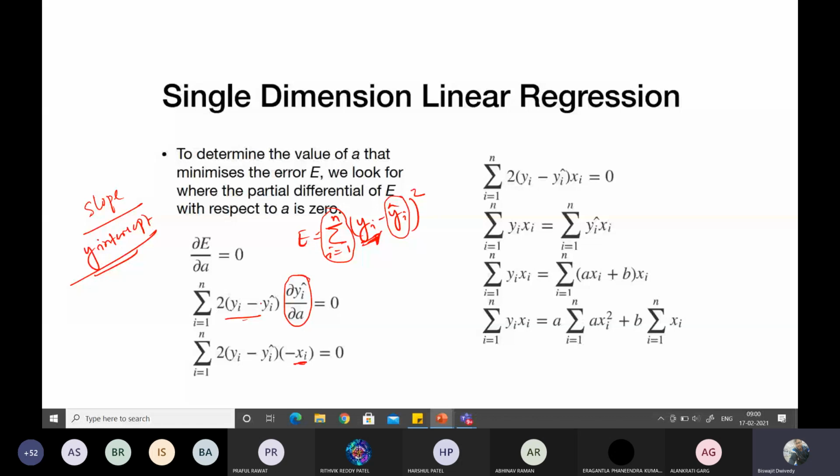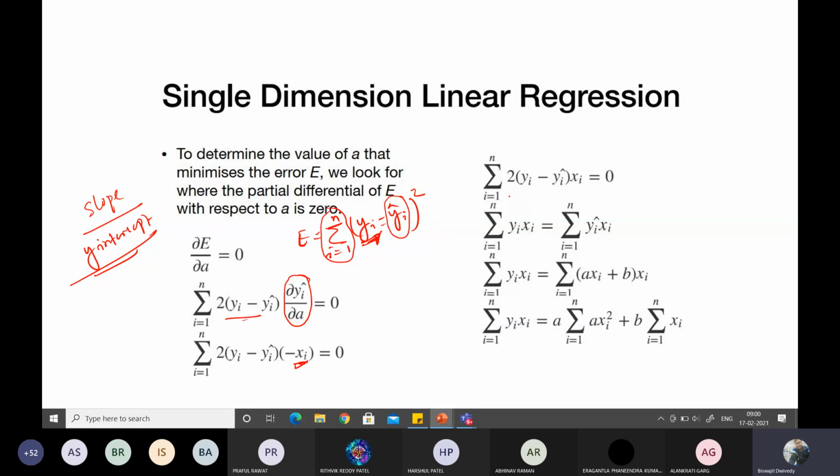The minus sign will come here if you are considering it, otherwise you can neglect it. I think that has been neglected in the next step, because you can take this minus sign to your right side. You can neglect that one. So this is the derivative of your yi cap that is written here.